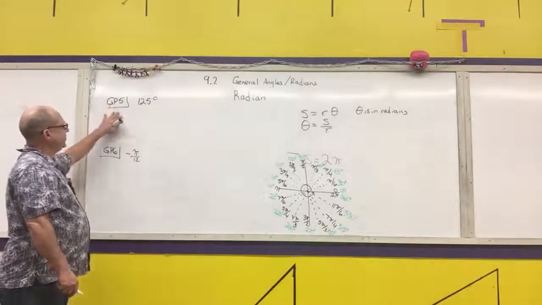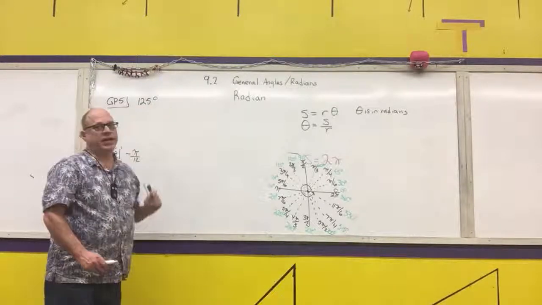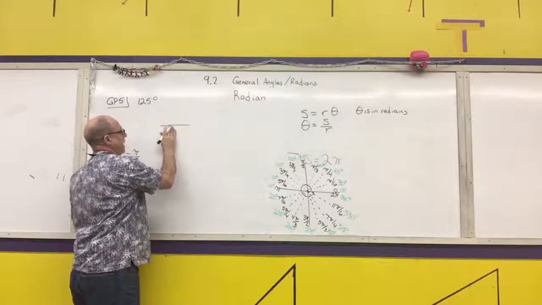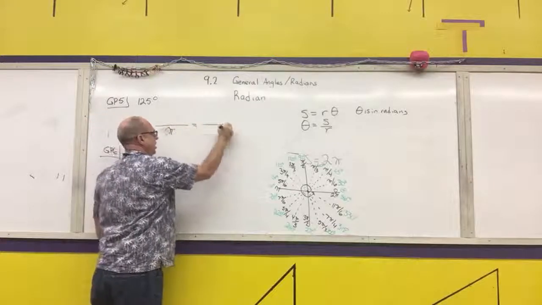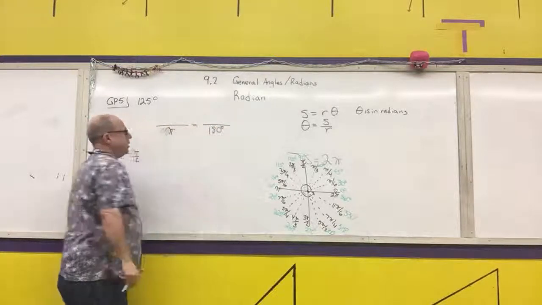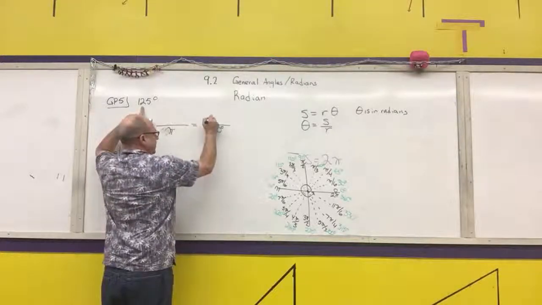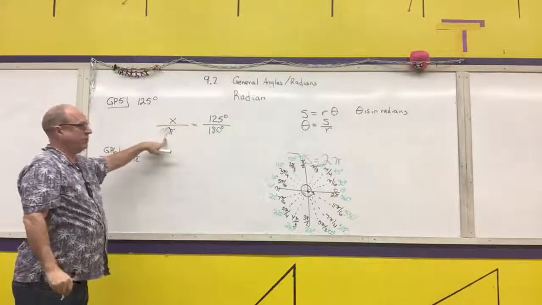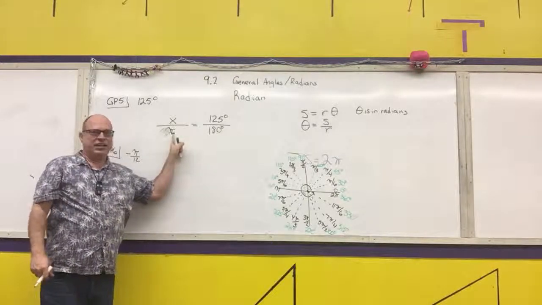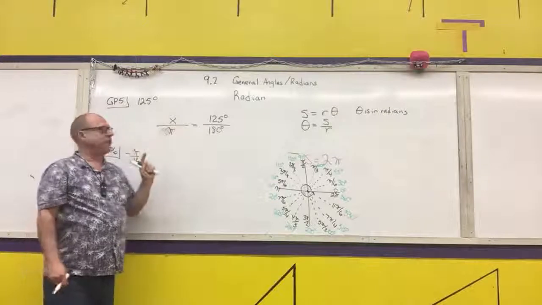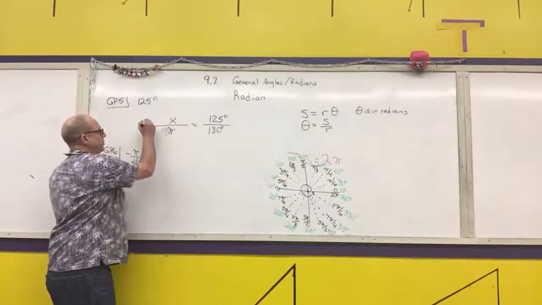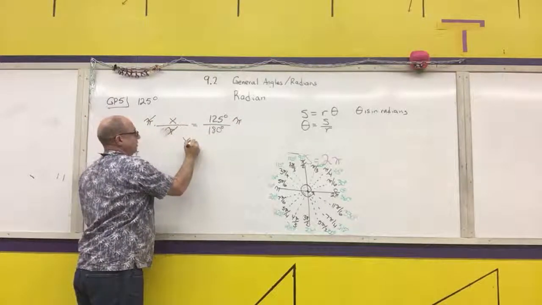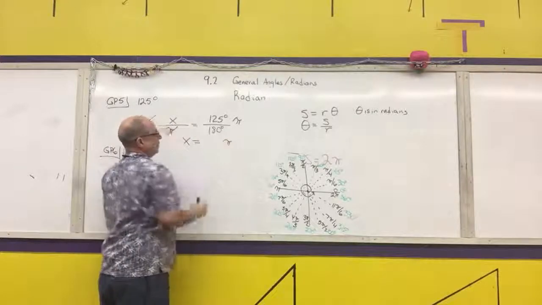So the directions for guided practice 5 say to convert 125 degrees into radians. This is the way I always set them up. I go blank over π is equal to blank over 180 degrees. If I'm given degrees, I write the degrees on top. And then I'll put the x for what I'm solving for. Do not use the calculator and multiply by π to get an answer. What you're going to do is simplify this fraction. I'm going to multiply both sides by π. These cancel. And I would get x is equal to something times π.